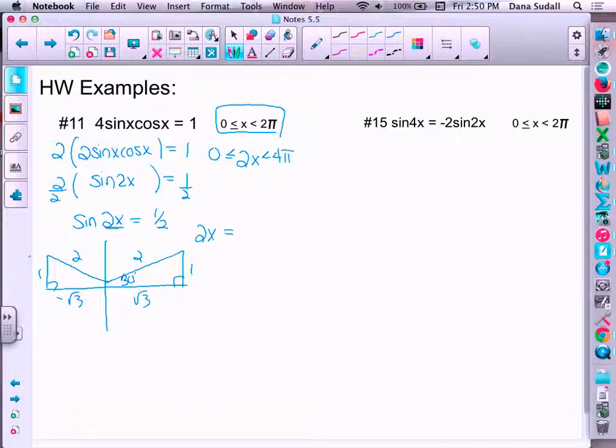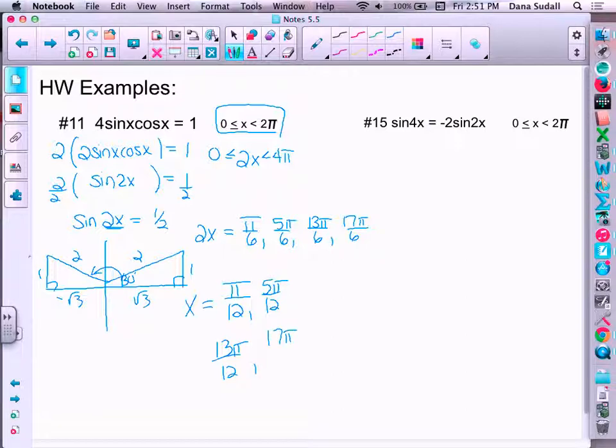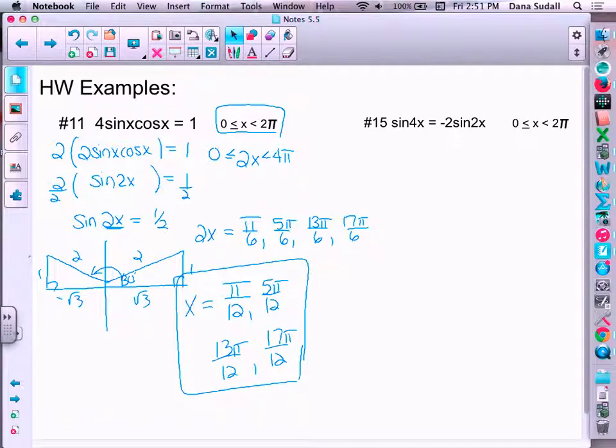So my angle in the problem is 2x. That equals 30 degrees, which is pi over 6. That's going to be 5 pi over 6. If I go around a second time, I got to add 2 pi to these answers, which is 12 pi over 6, which will give me 13 pi over 6, and 17 pi over 6. And then finally solve for x. So I'm going to divide everything by 2 or multiply by 1/2: pi over 12, 5 pi over 12, 13 pi over 12, and 17 pi over 12. Okay, so that's number 11.